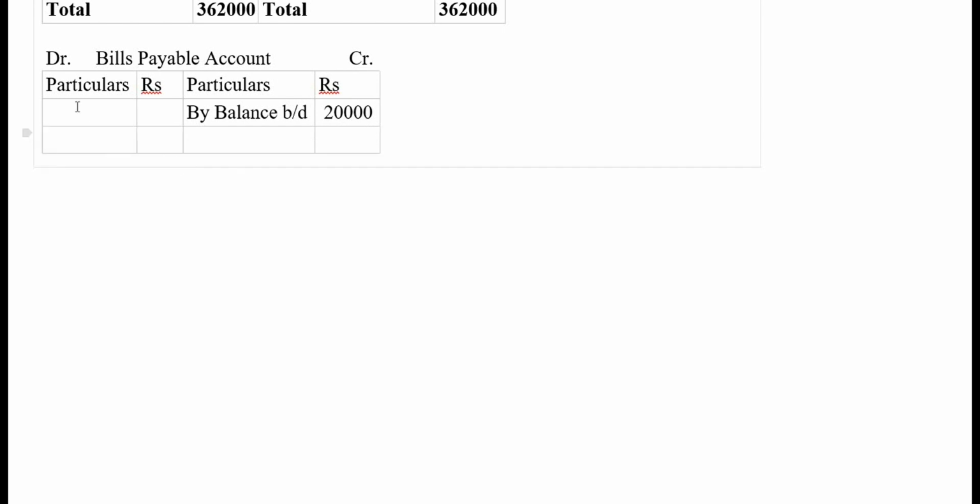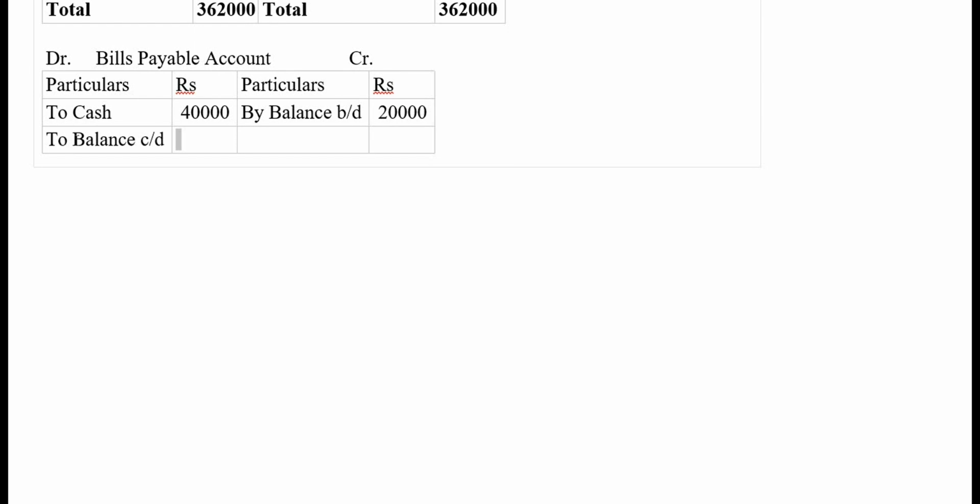Then when the cash is paid, the entry will be bills payable account debit to cash account. So the cash paid here is rupees 40,000. Then the closing balance, to balance carried down, is given as rupees 25,000.